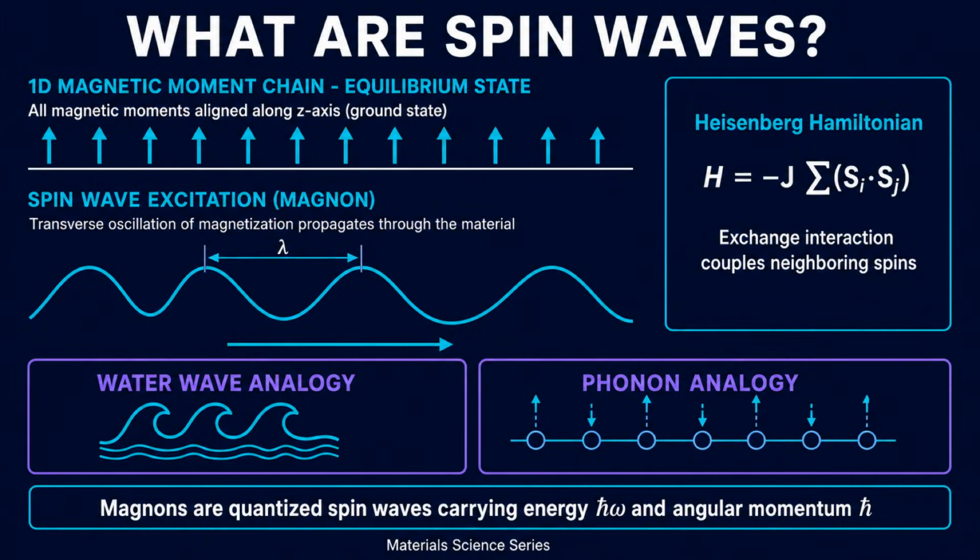Spin waves are collective excitations of magnetic moments in ordered magnetic materials. In a ferromagnet, neighboring spins are coupled by the exchange interaction described by the Heisenberg Hamiltonian. When one spin precesses, it drags neighboring spins with it, creating a propagating wave. This is analogous to water waves or phonons in a crystal lattice. The wave carries angular momentum and energy through the material without moving charge.